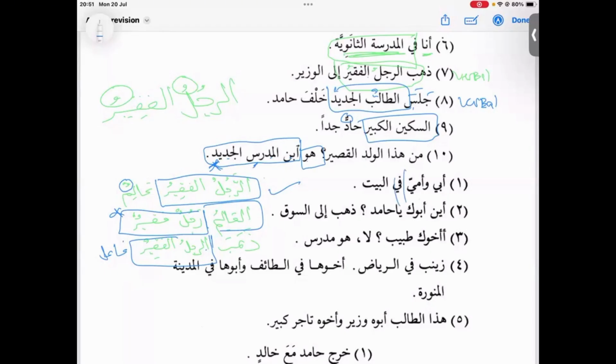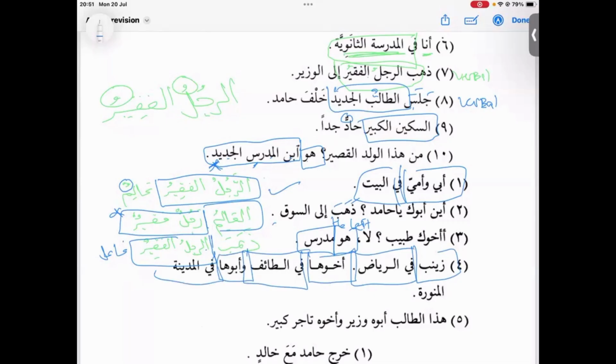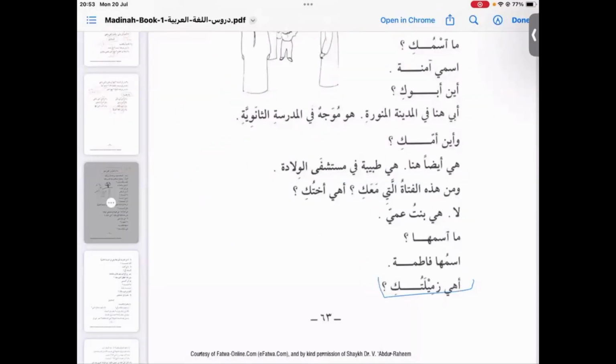أبي وأمي, that's the مبتدا. في البيت خبر. ذهب, that's a verbal sentence. ذهب, he left, إلى السوق, to the market. هو مبتدأ, خبر مدرس. زينب مبتدأ, في الرياض خبر. أخوها مبتدأ, في الطائف خبر. أبوها مبتدأ, في المدينة خبر. هي, she, زميلتك, your colleague.